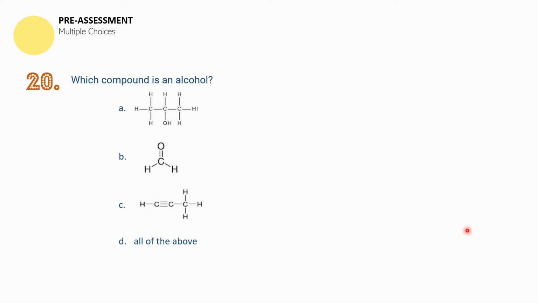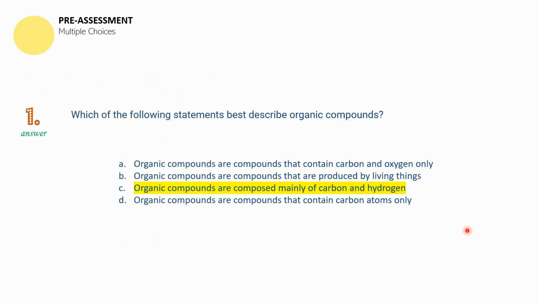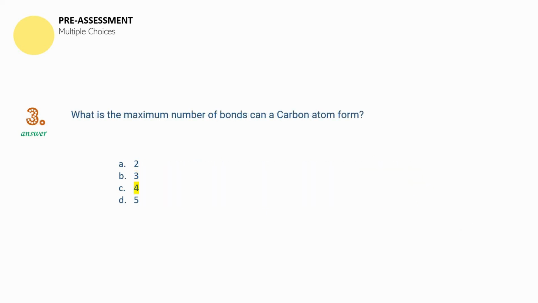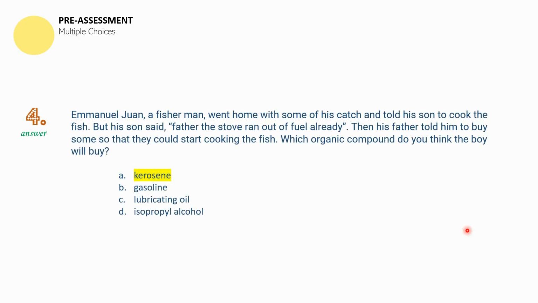Let us now check your work. The answer to question number 1 is C. Organic compounds are composed mainly of carbon and hydrogen. The answer to question number 2 is B. By forming many bonds with other carbon atoms and other elements. The answer to question number 3 is C. 4. Remember, carbon has 4 valence electrons. The answer to question number 4 is A. Kerosene.